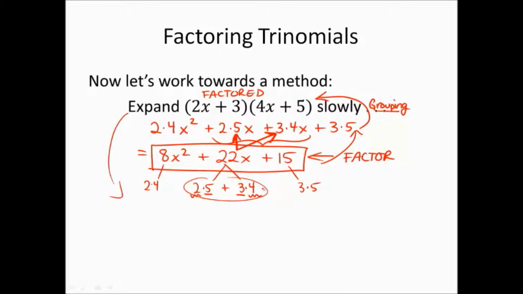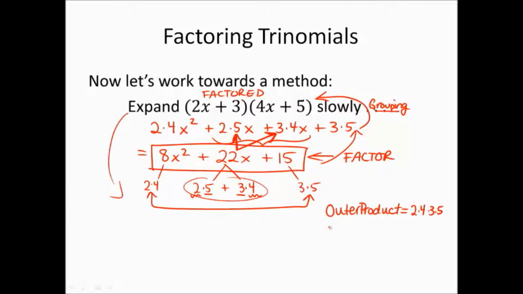Can we make a generalization? Well, let's just look at the outer product. That means multiply the first coefficient by the last term. The outer product would be 8 times 15. And I'm just going to write that as 2 times 4 times 3 times 5 because that's how that is formed.